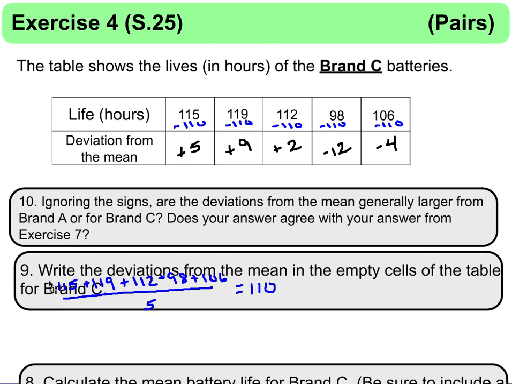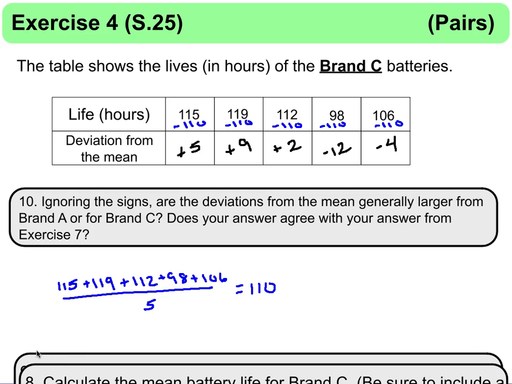And then in our final question for this slide, 10, ignoring the signs, are the deviations from the mean generally larger for brand A or brand C? Does your answer agree with your answers from exercise 7? So the students would generally say that the deviations from the mean are generally larger for brand A than what they generally are for anything else, so the answer would be yes.